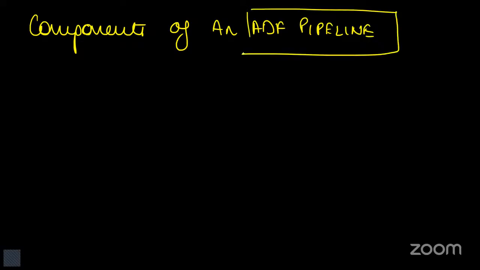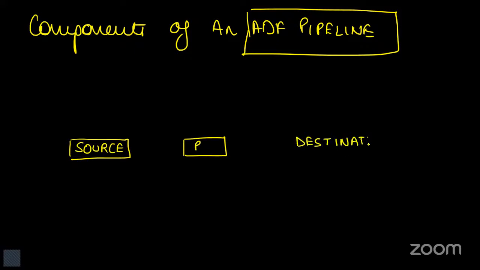Now to understand components of an ADF pipeline, and this is very important, and please pay attention here. Let's try to understand them. So this is my ADF pipeline. What all components are there? Now, let's assume this box is my pipeline. There is going to be a source. And there is going to be a destination. Do you understand this?